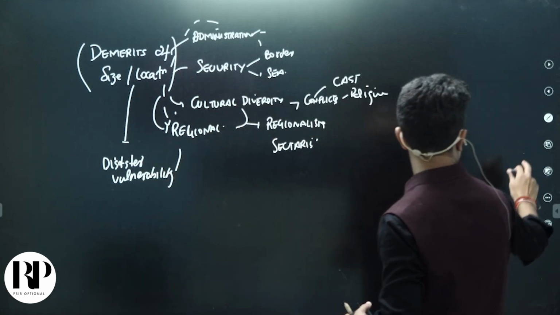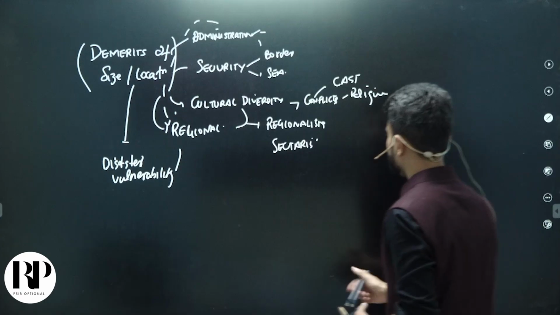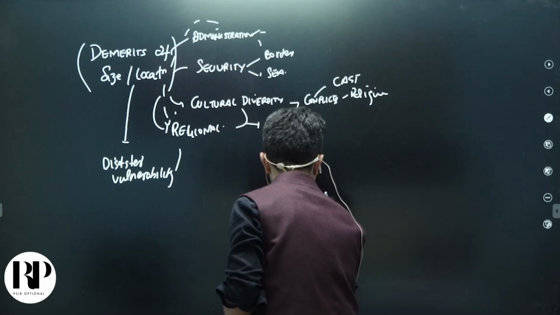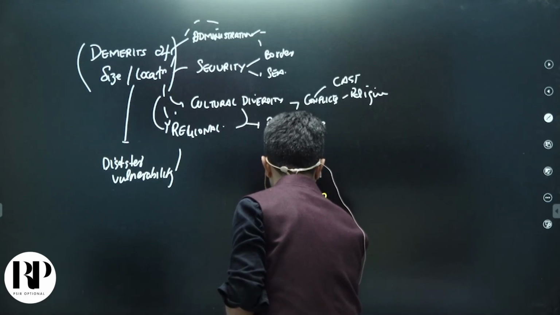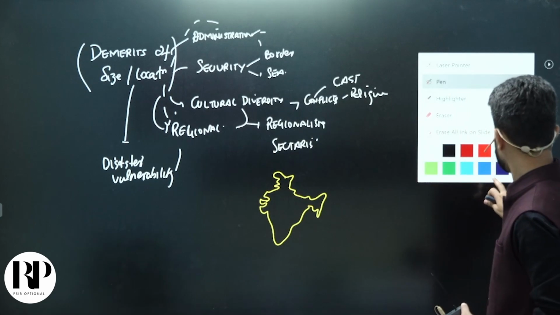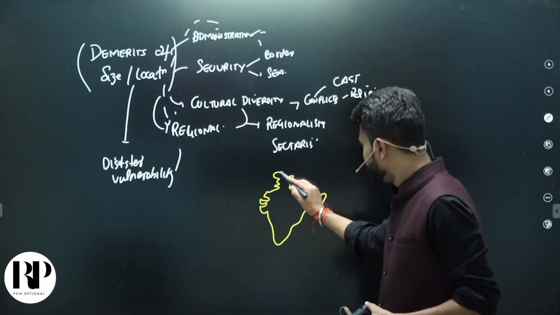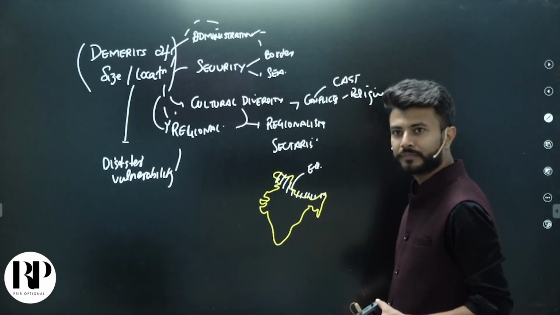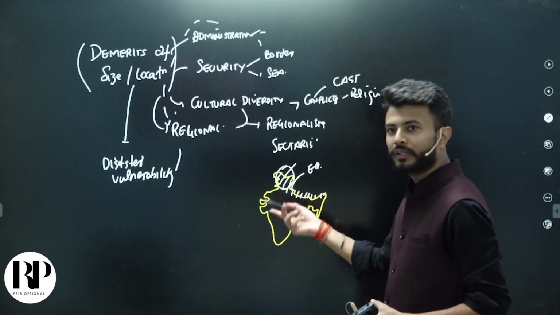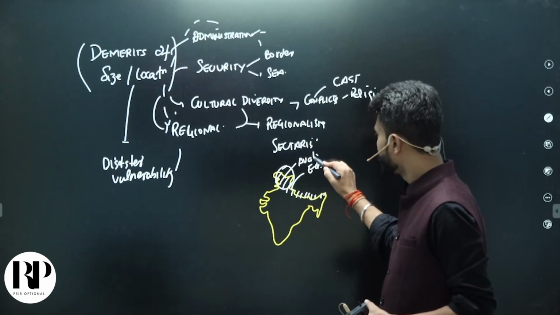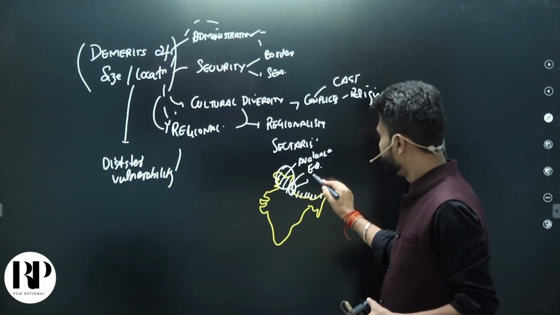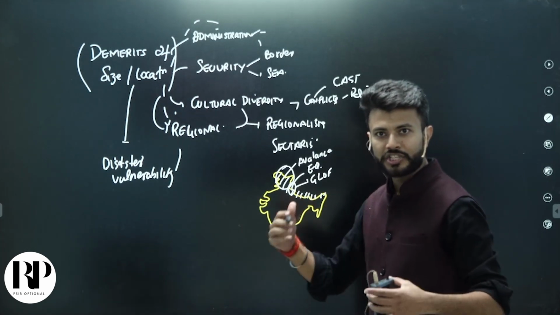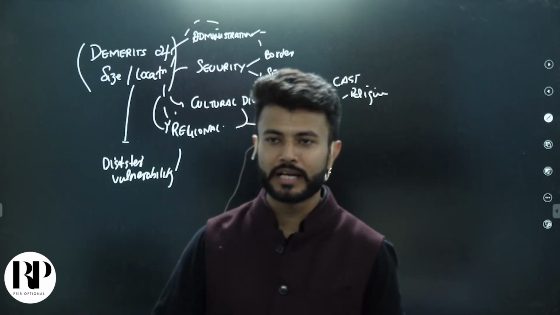So if let's say I draw the rough India's map, and if I have to map the India's disaster profile, so see, this particular region is prone to earthquakes. This particular region, along with earthquakes, is prone to avalanche. This region is prone to glacial lake outburst floods. Do we know this term? GLOF, glacial lake outburst flood. We will be dealing these things in disaster management classes also.